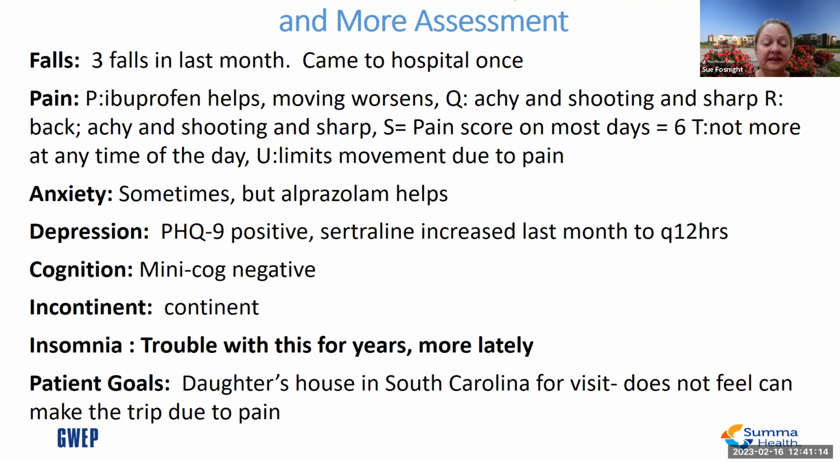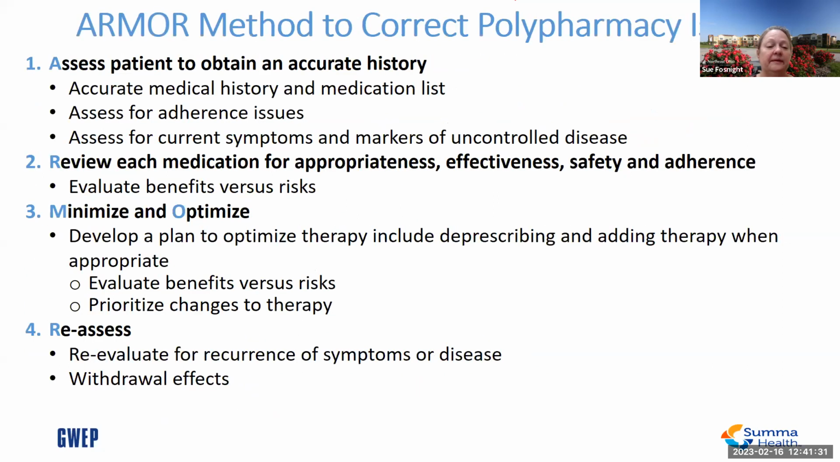She is continent. She has trouble with insomnia. She's had this for years, but it's been worse lately. And as far as patient goals, one of her daughters lives in South Carolina, and she'd really like to go visit her daughter, but she doesn't think she could make the trip.